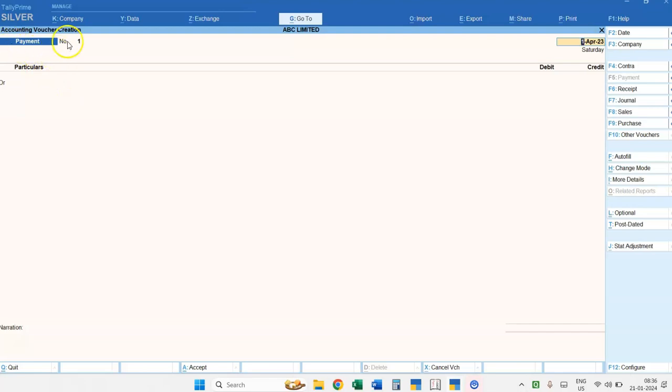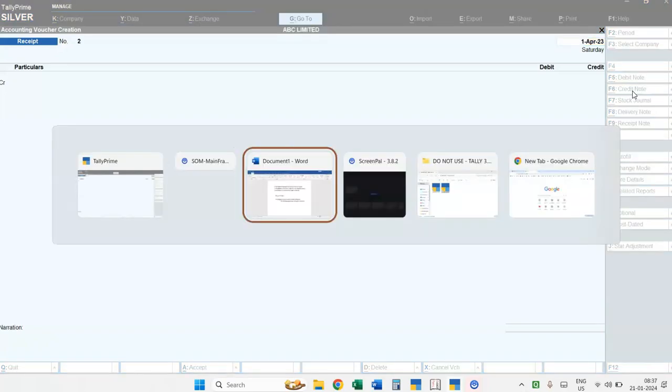Here you will find that the accounting voucher window will appear. So here the payment voucher is appearing. Now if you want to make the receipt entry, you have to change this voucher type. So here there are the options for different voucher types. Here you will find the receipt voucher type. So I am selecting the receipt voucher type, or you can simply press F6 from your keyboard for the purpose of receipt voucher selection. Now I will show you how to make the receipt entry in the books of account.